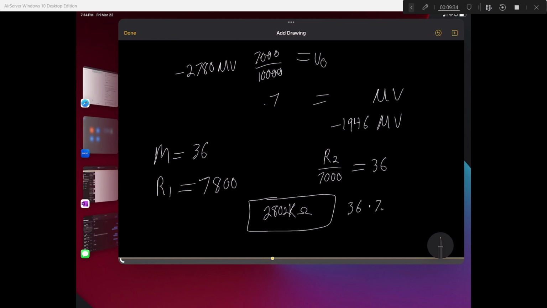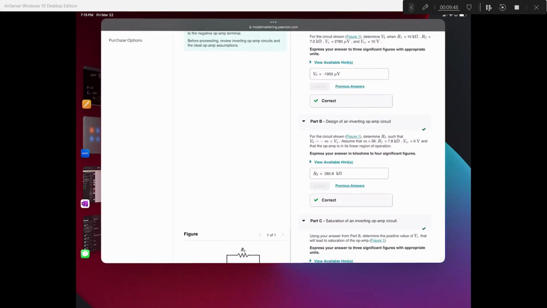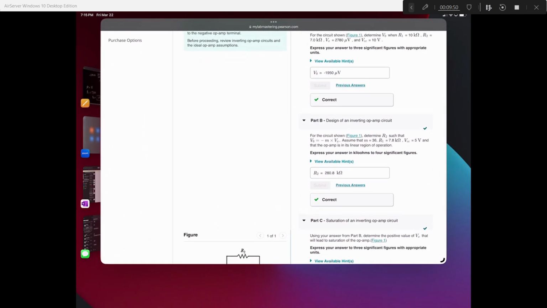Times 7.8 is equal to that, 0.2. Okay, and that's going to be our R2. Okay. Now let's do our next one. Saturation.